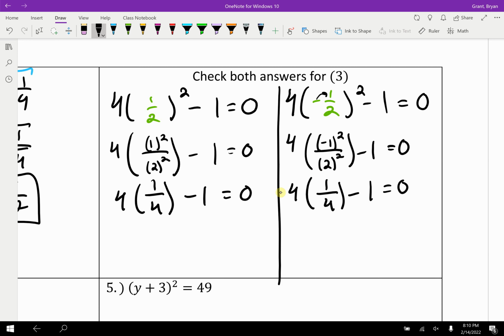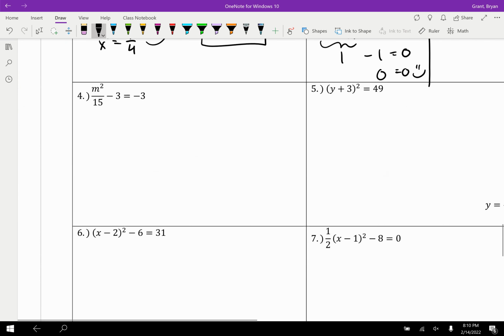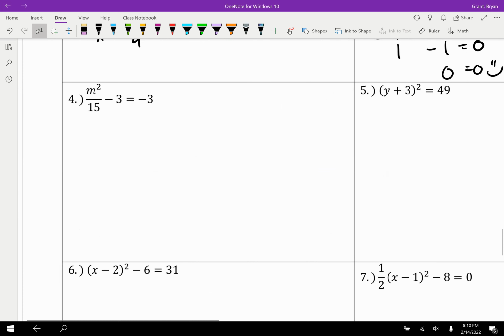And now these two sides are the same, so I'm just going to keep working with one side. 1/4 of 4 is just 1, and 1 minus 1 is 0. Ta-da! All right, done with checking those answers. Let's go ahead and work the rest of these. So, problem 4, PEMDAS.